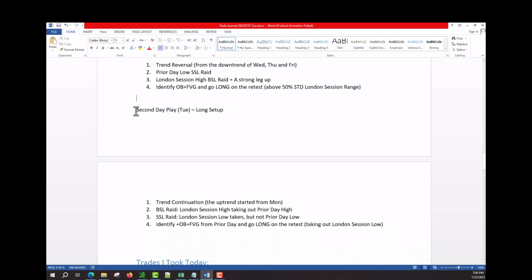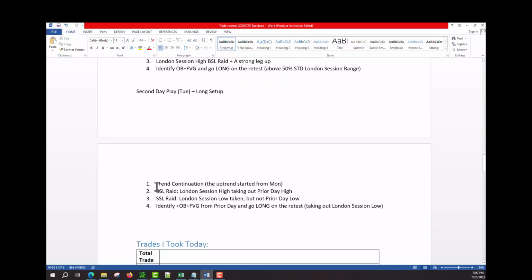For Tuesday, which is today, we will call it the second day play, which is the continuation long setup, a trend continuation of the uptrend that started from Monday. And we see the buy side liquidity was taken out right away by the London high. In the London session, it took out the buy side liquidity from the prior day high, and then we see the pullback. It took out London low, but did not take out the Monday low. Then our job is to identify the order block for the gap and go long on the retest when it pulls back to London low.